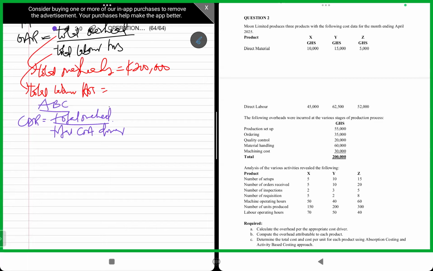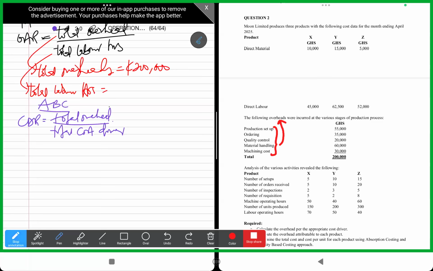Hey, are we here? Yes, sir. Hello? What is the first overhead? I'm here. What is the first overhead? What is the first overhead? Production setup. Pay attention. If you know you are busy, let me know and then end the session.